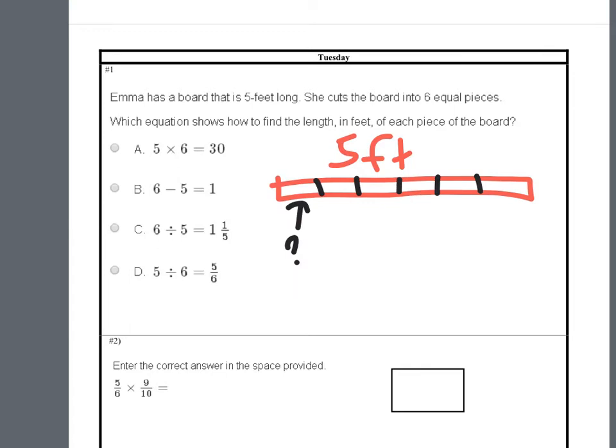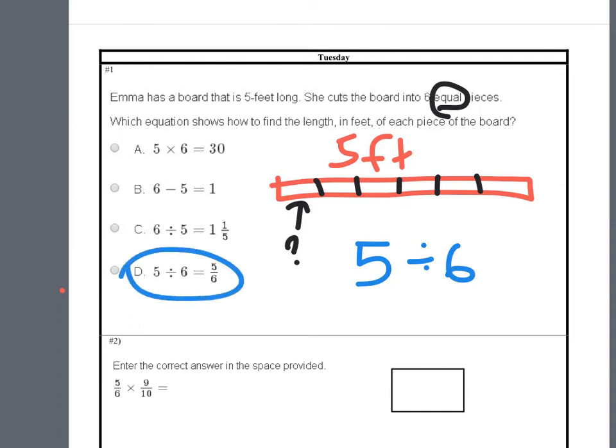If it's equal pieces, you know this has to be division because you're going to take this 5 feet board and cut it up into 6 equal pieces. When you divide, you're sharing it equally. So you're cutting up the board, which is 5, and dividing it among 6. So it would be 5 divided by 6. That one would be D, and the way you would read it is 5 over 6, because 5 divided by 6 is written 5 over 6.